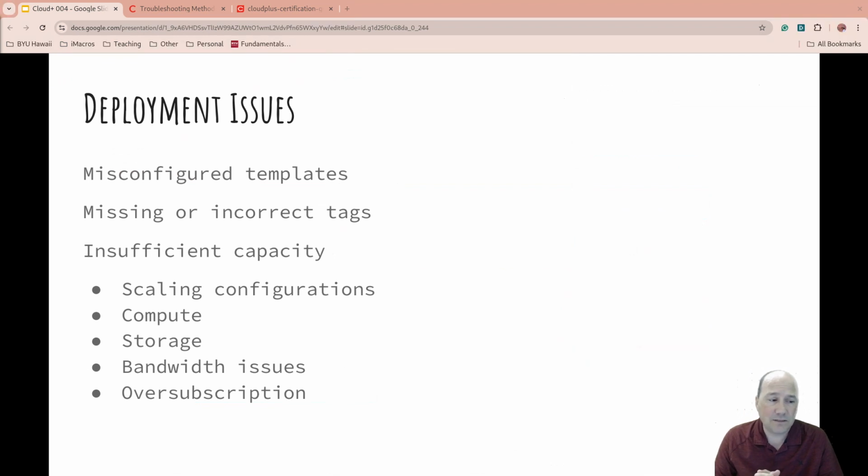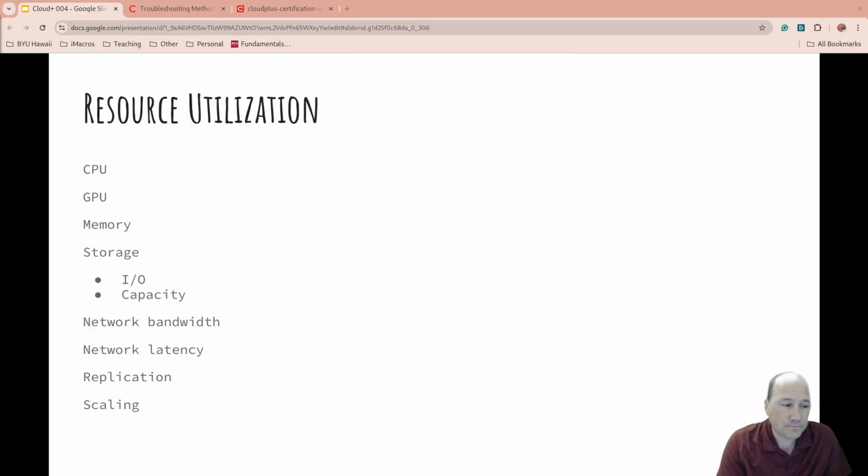Or maybe there's insufficient capacity. Maybe you just hit some issues with some configurations on the scaling or compute, storage, or network. Or maybe you've oversubscribed too much and you're now having latency issues. And latency issues, if they get big enough, can actually cause outages. So what about resource utilization? Is your CPU utilization just getting too high on the actual physical hardware?